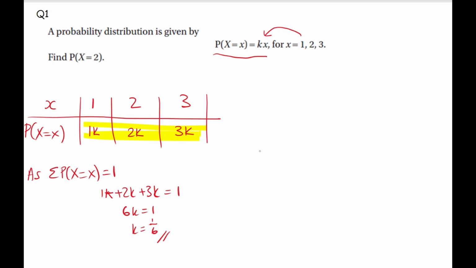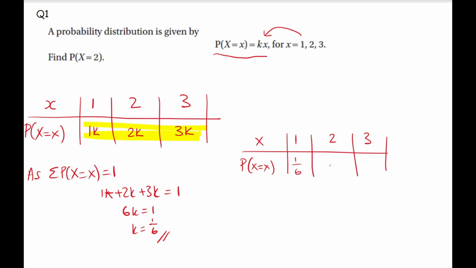Now that I know k equals a sixth, I can redraw the probability distribution in which I replace the value of k. So the probability of getting 1 is going to be 1/6, the probability of 2 is going to be 2/6, and the probability of getting 3 is going to be 3/6. I could simplify the next two fractions, but I'm just going to leave it as it is, because with probability there's no insistence that you have to write fractions in their simplest form.